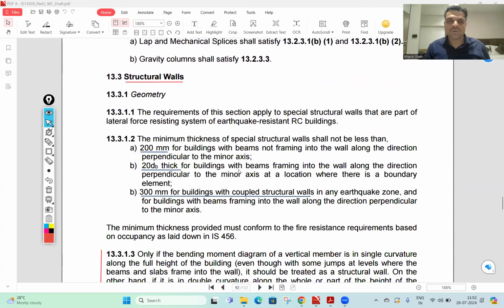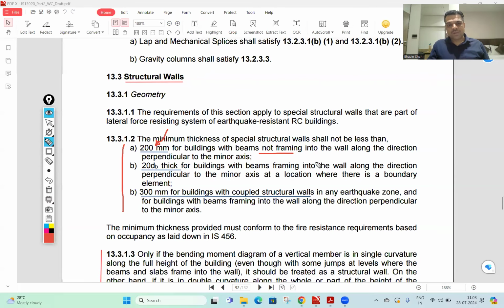For the structural walls, a few specific requirements are added here. So now it is not called a shear wall, it is called a structural wall in this standard. First of all, it identifies the requirements of minimum thickness. Minimum thickness is 200 mm for buildings with no beams framing into the wall along the direction perpendicular to the minor axis. If there is no beam framing from the minor direction, then the minimum thickness is 200 mm, which we have to consider.